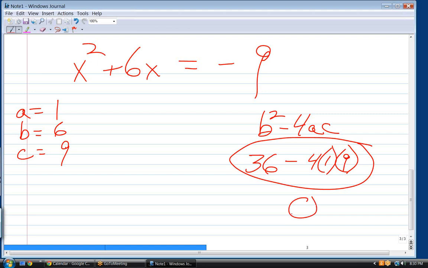And we don't need to worry about taking the radical. In other words, I don't care about the rest of it. I only care about what that is. If it's positive, 2 reals. If it's negative, 2 imaginary. And if it's exactly 0, 1 real.